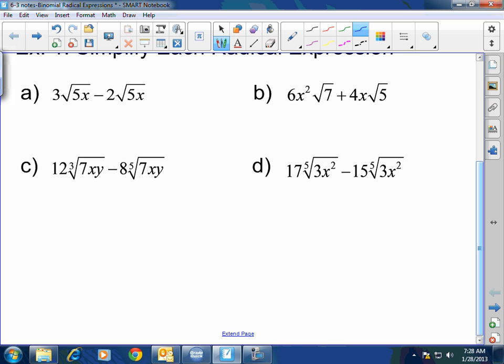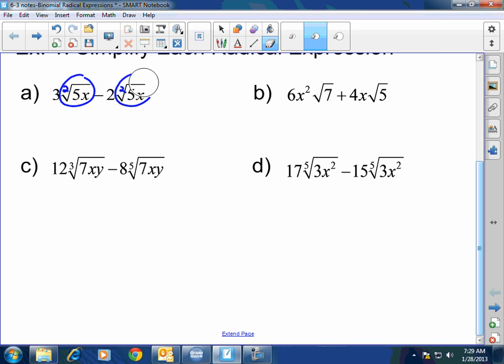For example, 3 times square root of 5x minus 2 times square root of 5x. Well, square root, same radicand. Hey, how do you know it's a square root? Remember, when there's no index, there's an invisible 2. So you never put the 2. No one's ever going to put the 2 for you. Just know that when there's no index, it's a square root, okay?